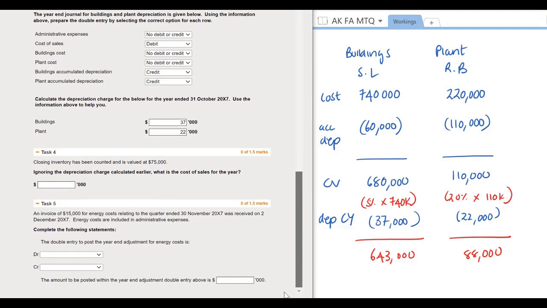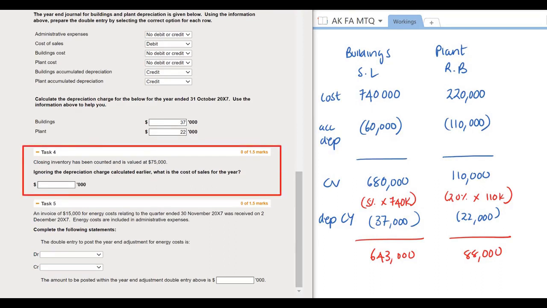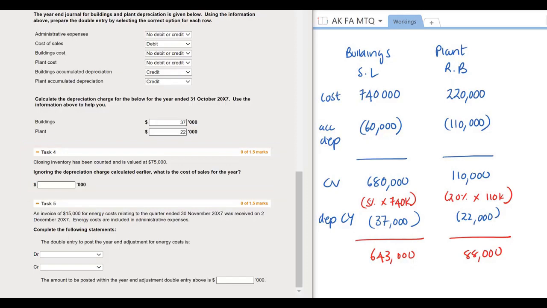Bringing us on to the final two tasks that remain, and in task 4 we are given information about the closing inventory. The closing inventory is valued at 75,000 and ignoring depreciation we now need to calculate what the cost of sales would be. So again we can produce a little working.